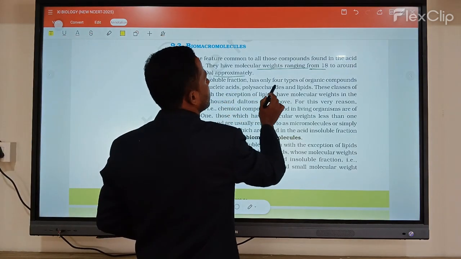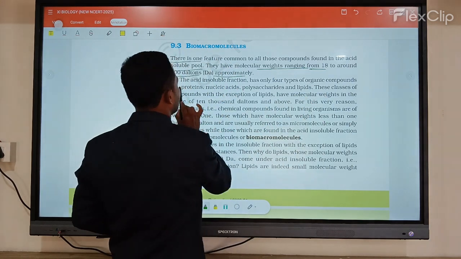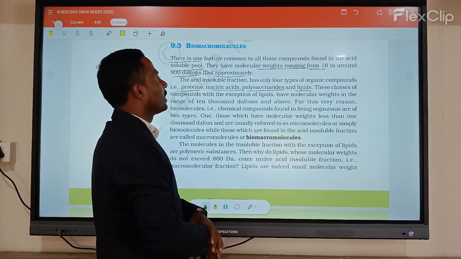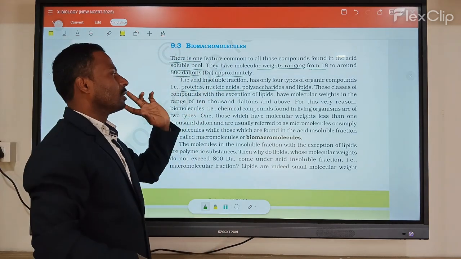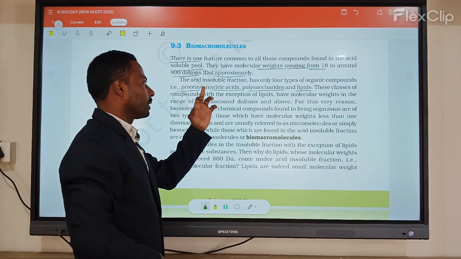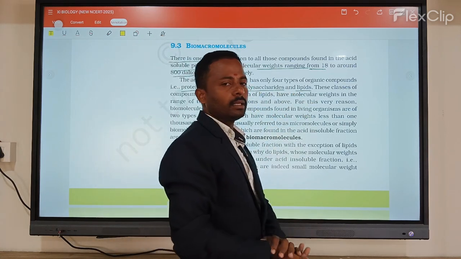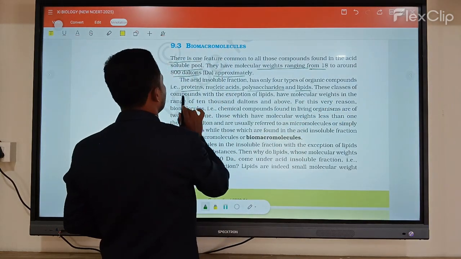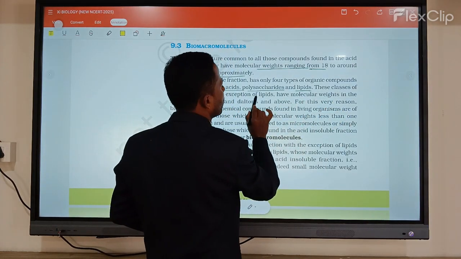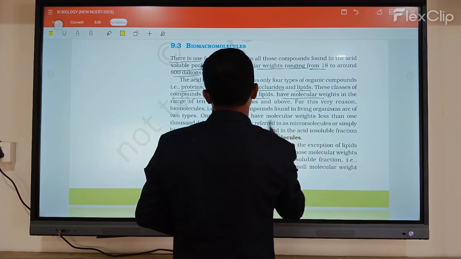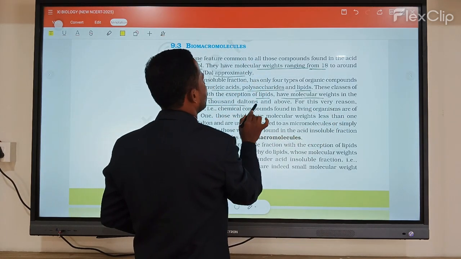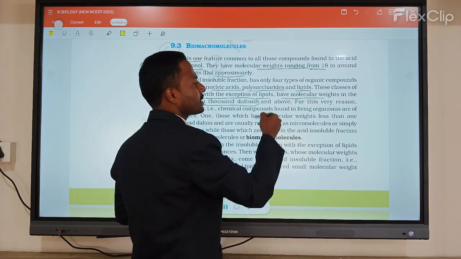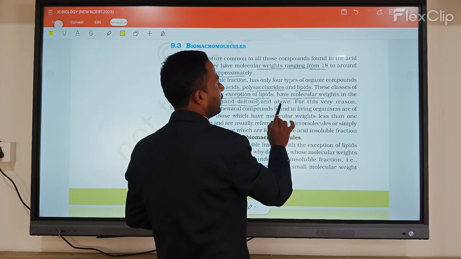The acid insoluble fraction has only these types of organic compounds: proteins, nucleic acids, polysaccharides and lipids. In this class, the components, with the exception of lipids, have a molecular weight in the range of 10,000 daltons and above. The lipids' molecular weight is around 10,000 daltons and sometimes above.